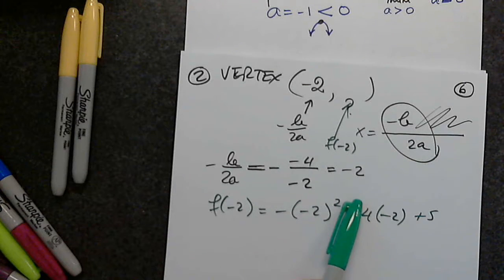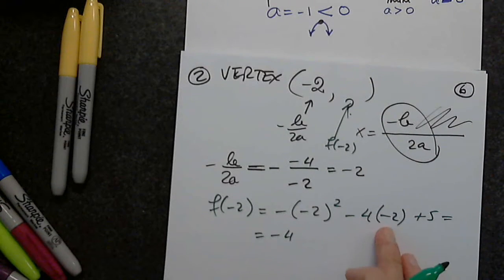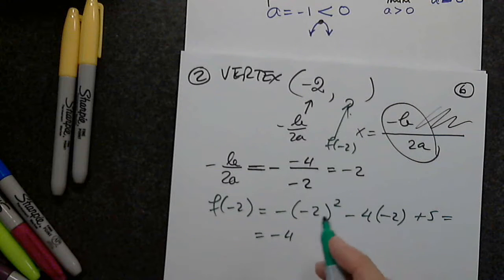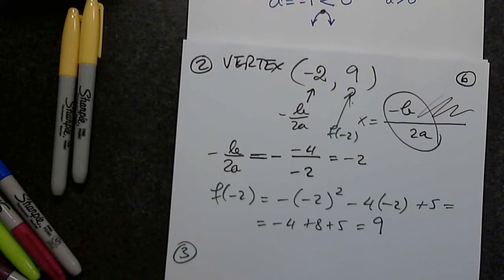So how much is negative 2 squared? With minus in front. Perfect. And how much is negative 4 times negative 2? Very good. And plus 5. So 5 minus 4 is 1. 1 added to 8 is 9. So that's the vertex. Any questions?